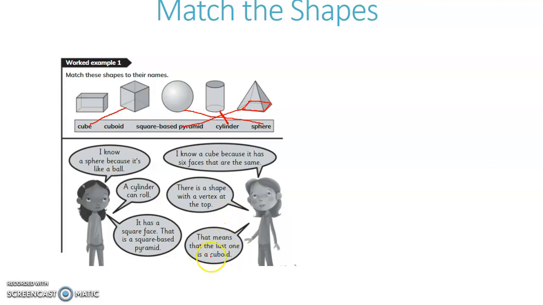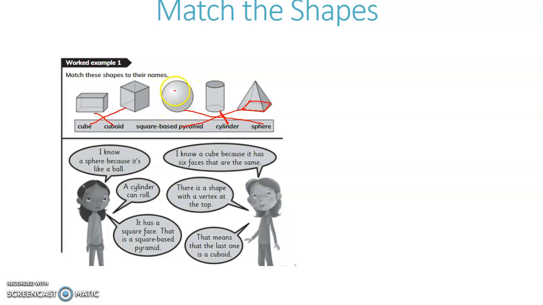That means that the last one is a cuboid. Match the cuboid. So this is a cuboid. Cuboid has 6 faces. Not all sides are of equal length. Cube has 6 faces. All sides are equal length.